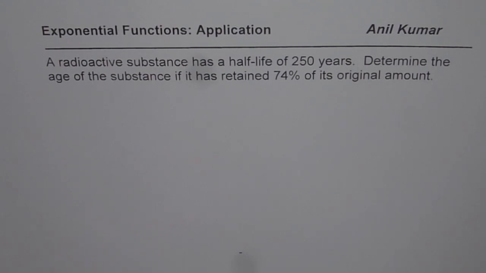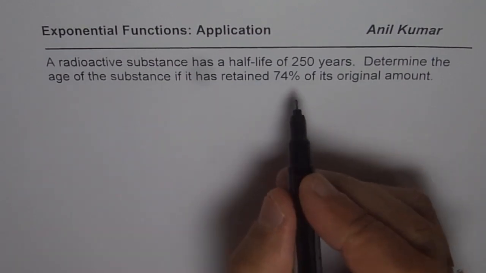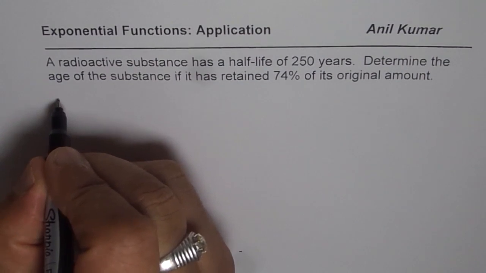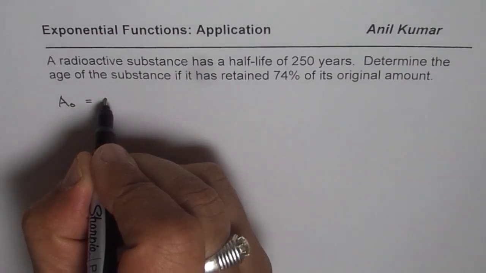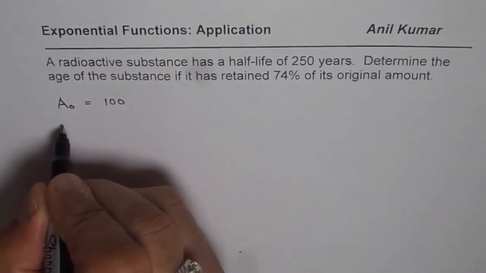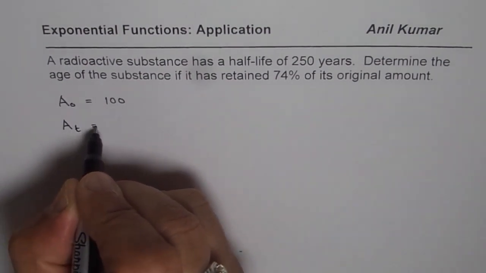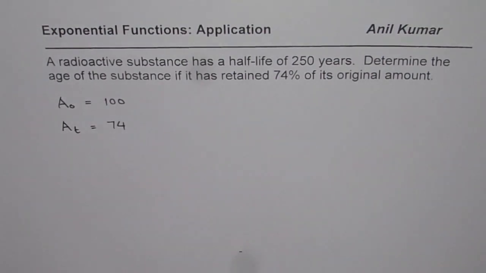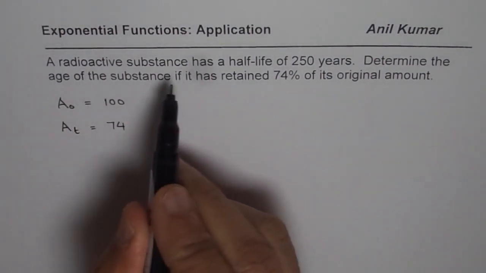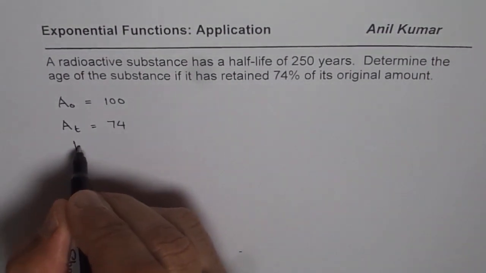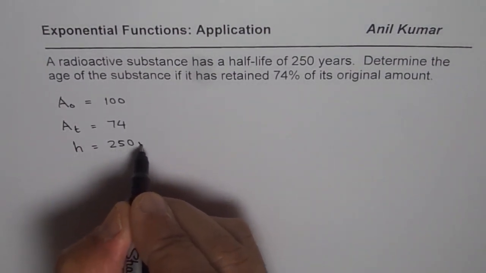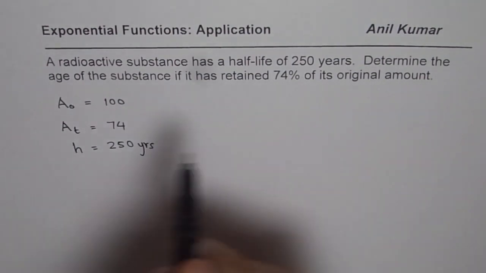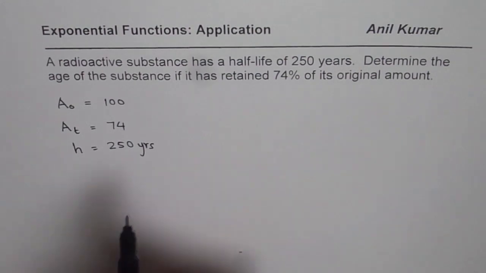The question is, a radioactive substance has a half-life of 250 years. Determine the age of the substance if it has retained 75% of its original amount. So what is given to us is, let us say A is the original amount, let that be 100. In that case, what it retains, A after time t, is 74 out of 100, that is given to us. Now, the radioactive substance has a half-life of 250. So H, the half-life, is 250 years, that is given to us. Determine the age of the substance if it has retained so much of the original amount.